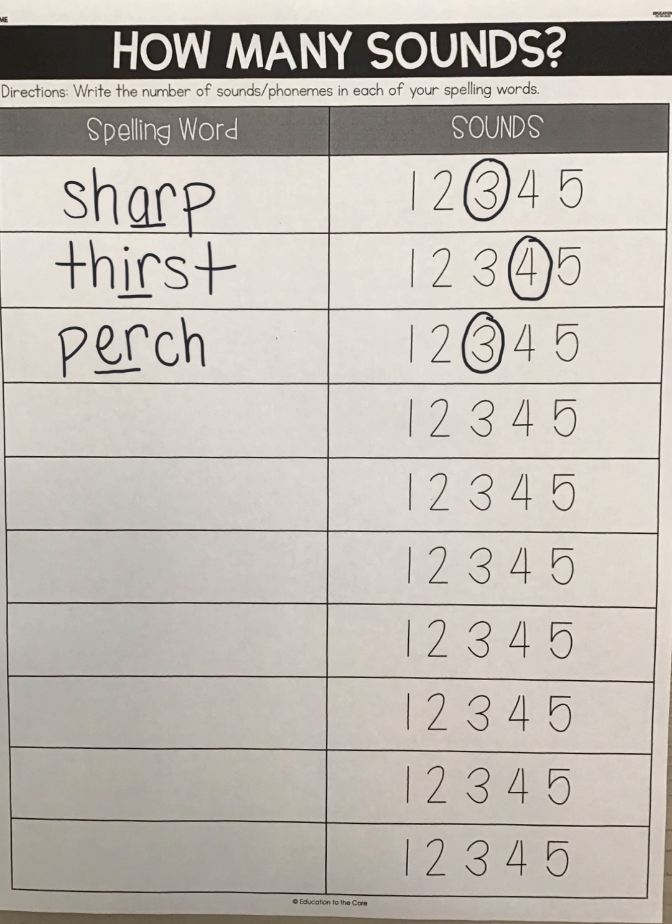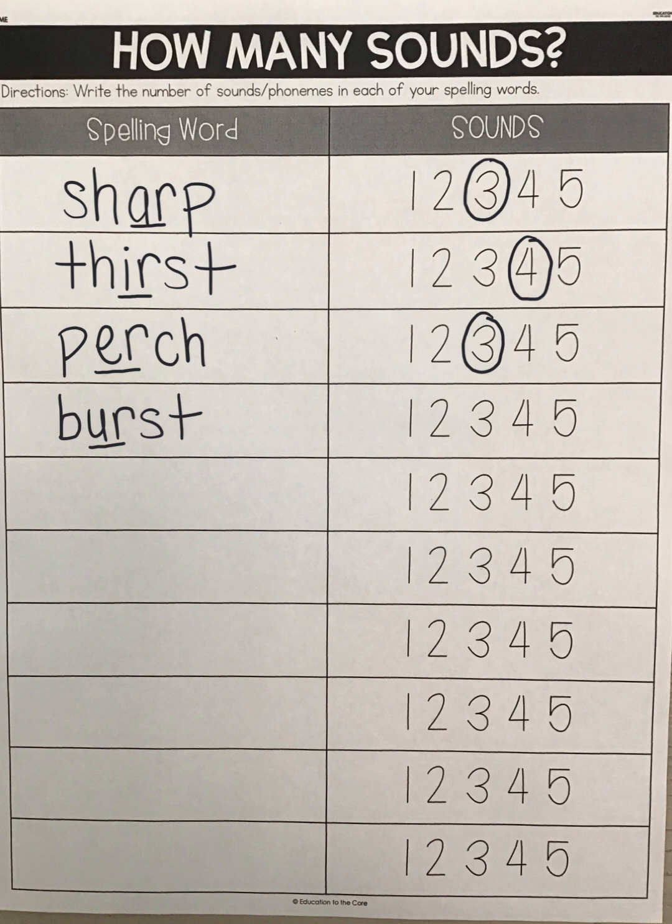Our next word is burst. Please finger stretch burst. Burst. Spell it out. UR says burst. Please underline the R controlled vowel and circle how many sounds you hear.